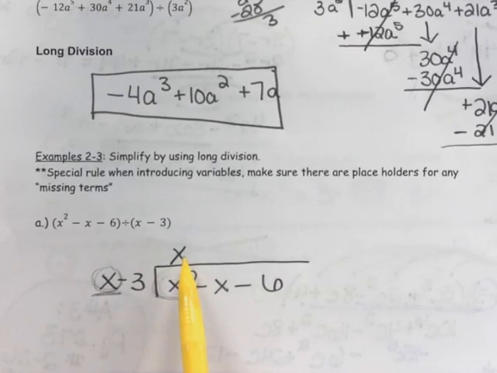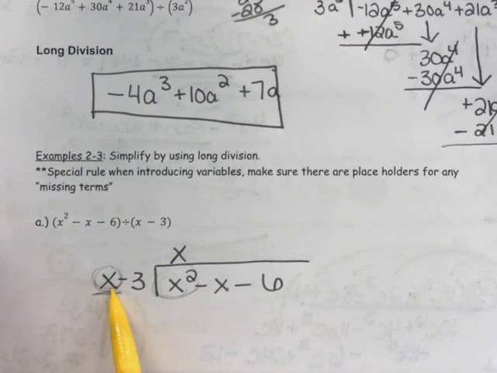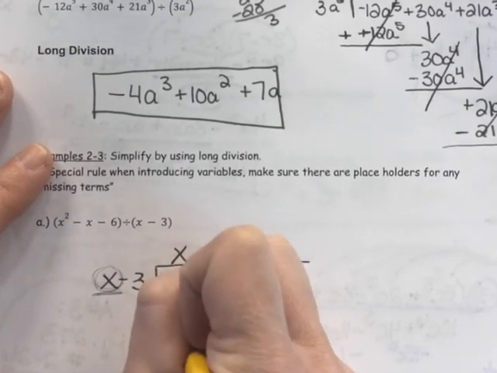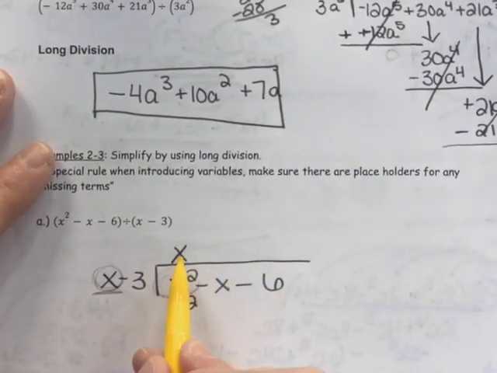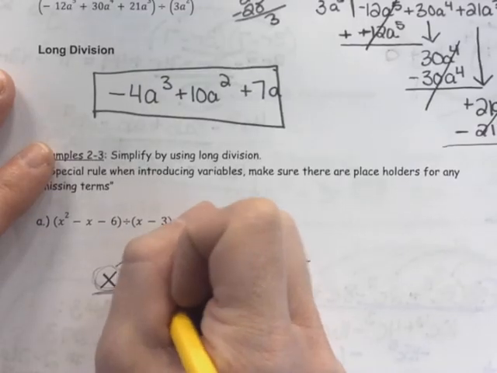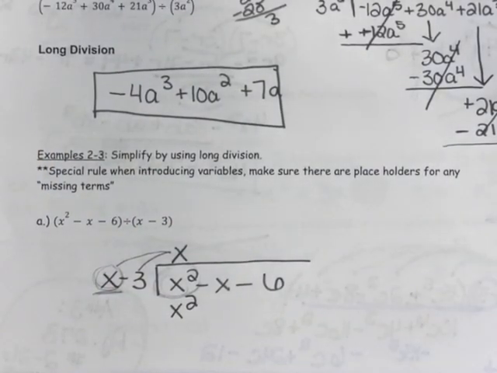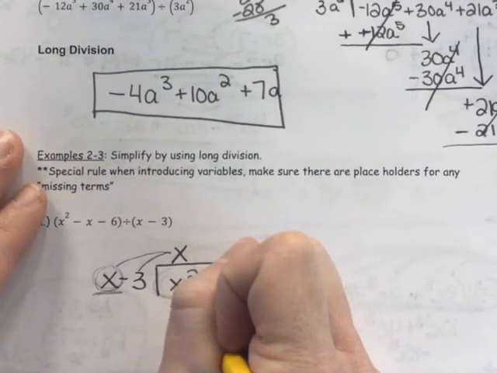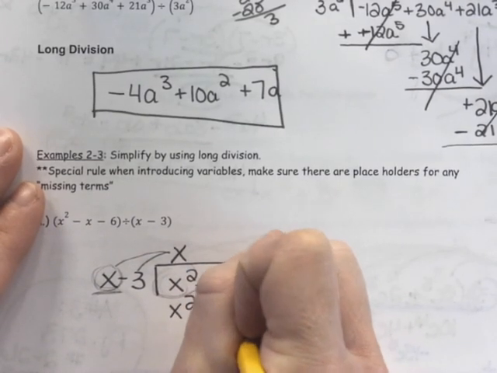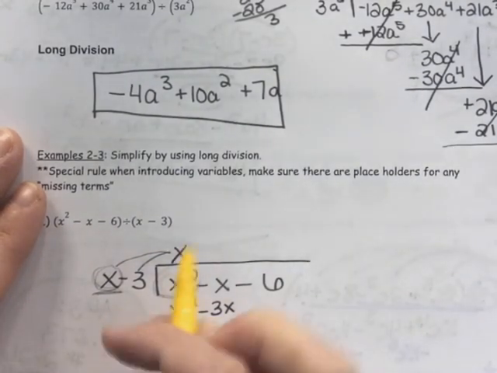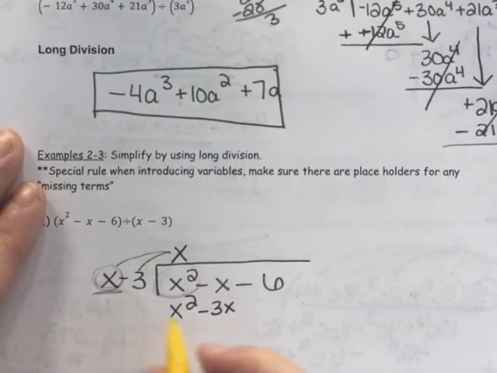Okay, so now I'm going to take this and I'm going to multiply it. X times x is what? X squared. I also have to multiply it to the negative 3. What's x times negative 3? Negative 3x. So this gets multiplied to both things.